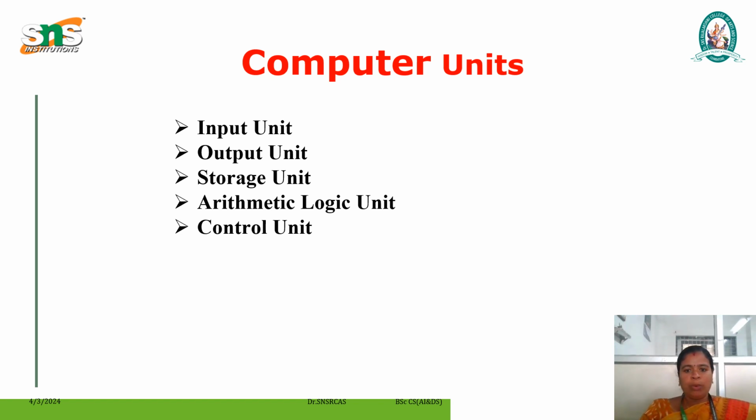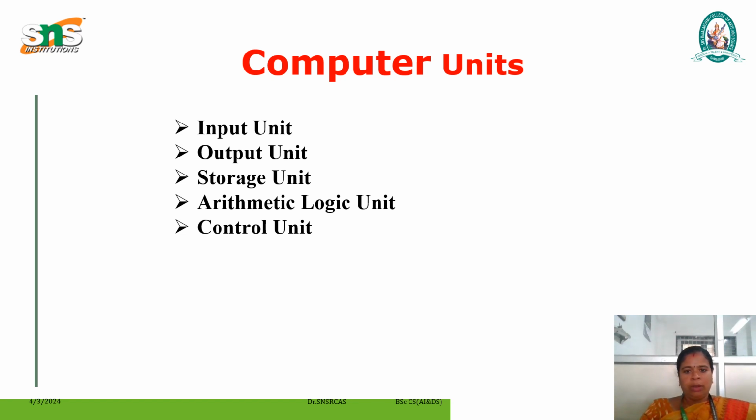Output unit. The output unit provides the result of computer processing to the user. That is, it links the computer's internal and external environment. Most output data is in the form of audio or video. The different output devices are monitor, printer, speaker, headphones, etc.